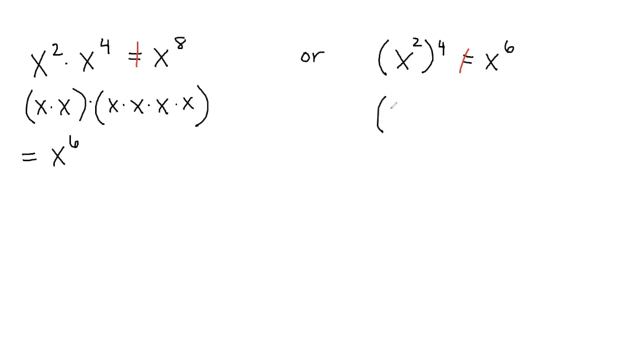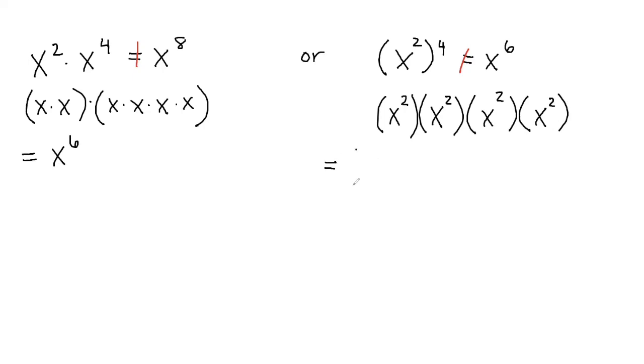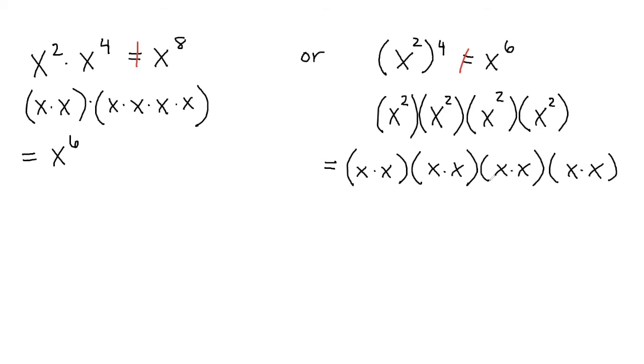We could also split up this one too if we write it as x squared times x squared times x squared times x squared. So if we were to break those down even further, then we would have x times x repeated 4 times. Then we would see that there are 8 x's in total, so we could write x squared to the 4th power as x to the 8th.